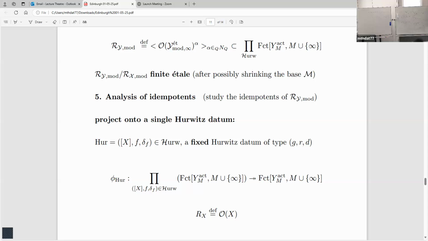Yes. No, just so we shrink the moduli to work with affine objects. Yeah. Yes. Yeah.